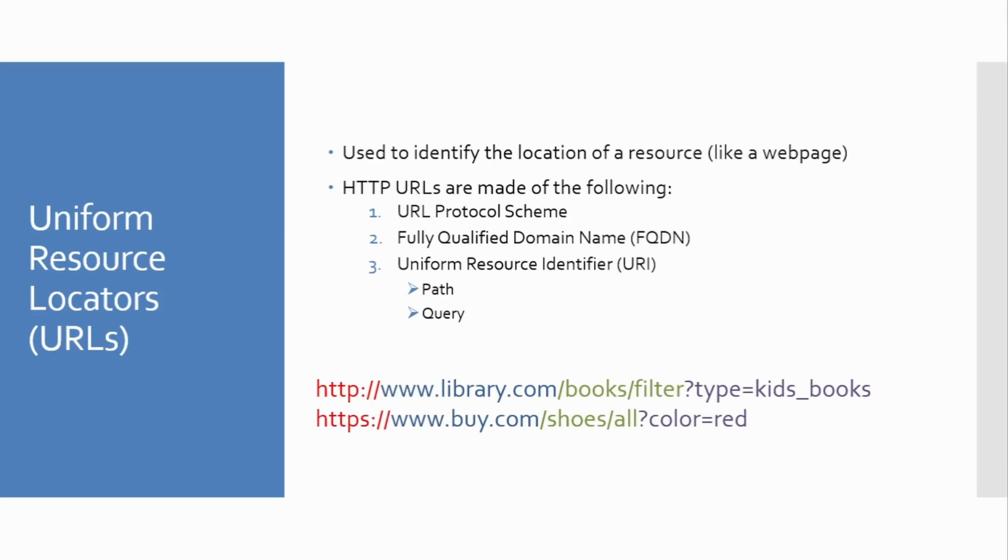Then we have the path to the file we're trying to access. In the first example, it's in the book directory and the file is called filter. And in the second example, we have the shoes directory and all file. Then after that, we have a question mark, which means the beginning of the query. And then we have the key and value of the query. So in the first one, we are looking for the type kids books. And in the second example, we're looking for shoes with the color red.